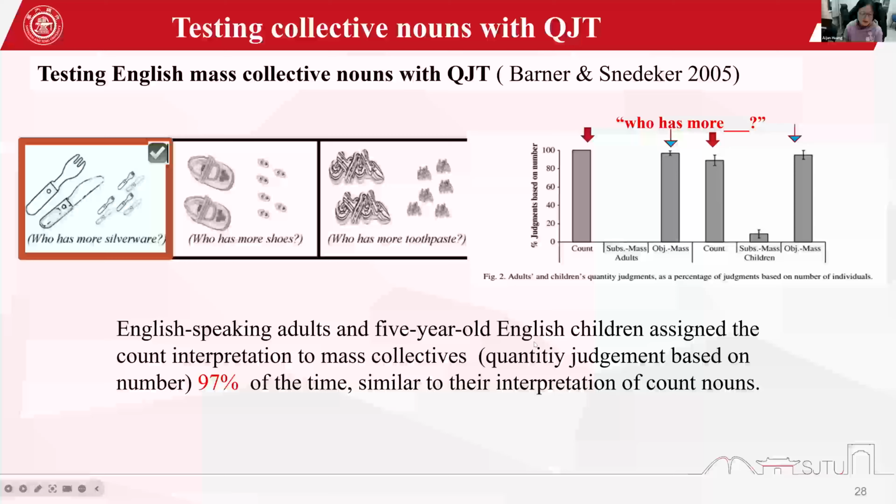The result shows that English-speaking adults and 5-year-old English children assign the count interpretation to the mass collectives. For both adults and children, they pick the character on the right side who has many more small items. The result is similar to that for count nouns, at 97% of the time. So it is very similar to the interpretation of count nouns.